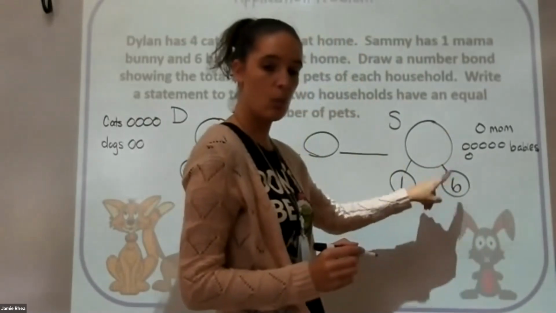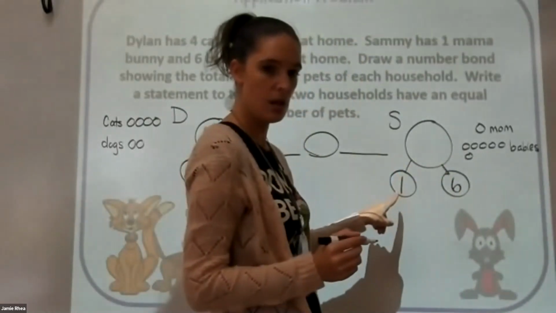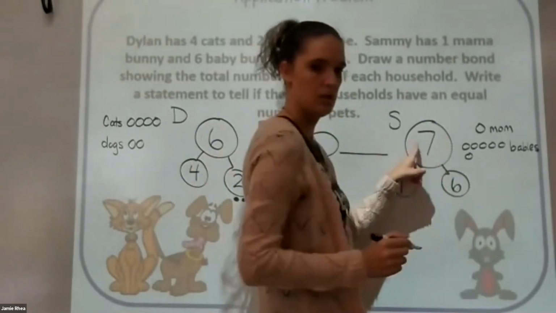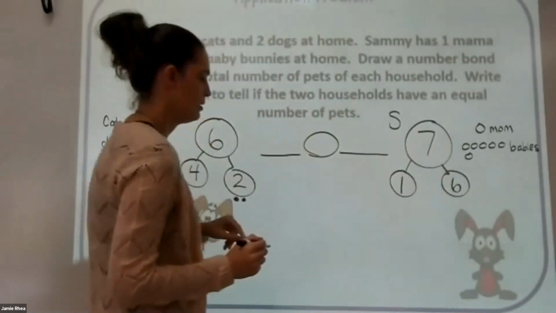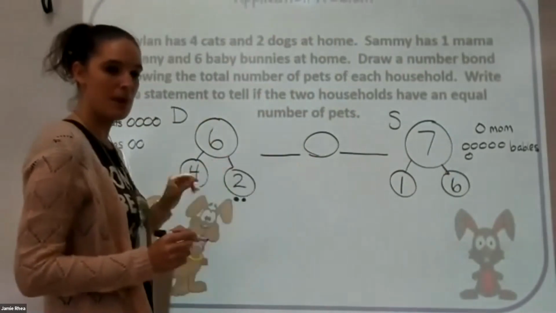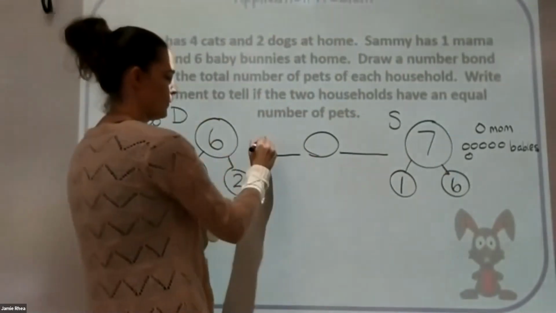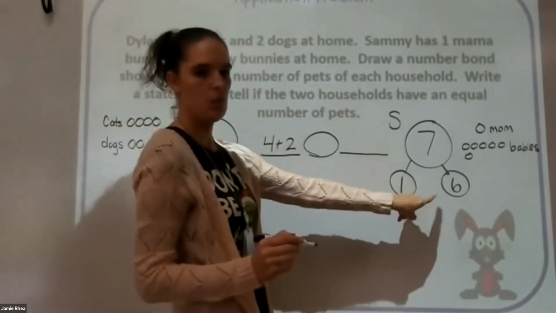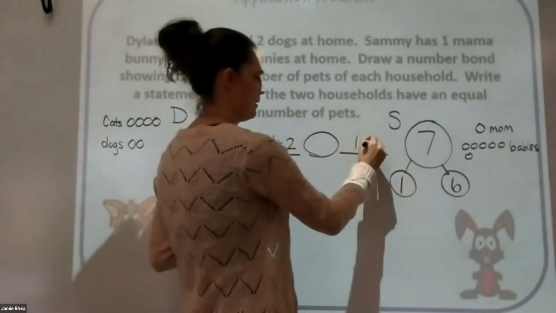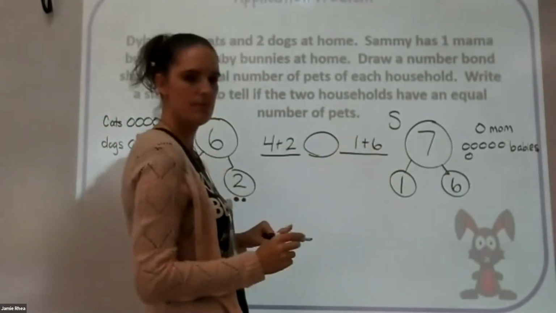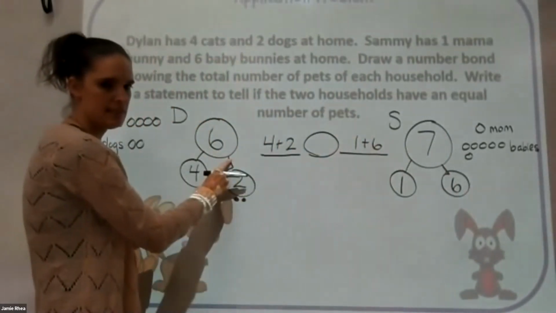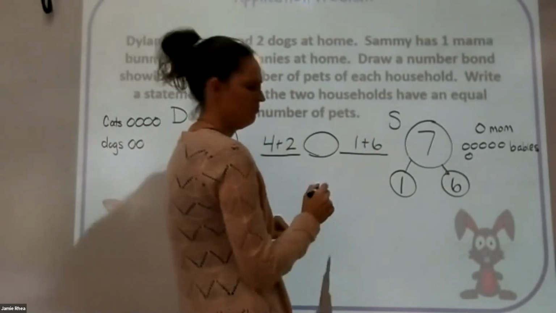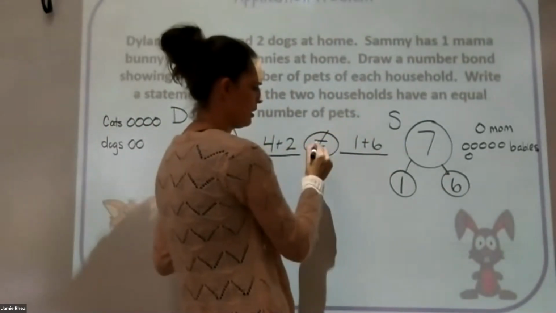Now I can count on 1 more to solve. 6, 7. How many did she have total? She had 7. So now I can come back and I can make my expressions. I can say 4 plus 2 and 1 plus 6. Is that equal? Dylan had 6. Sammy had 7. Was that equal? No. I'm going to draw a line through it.